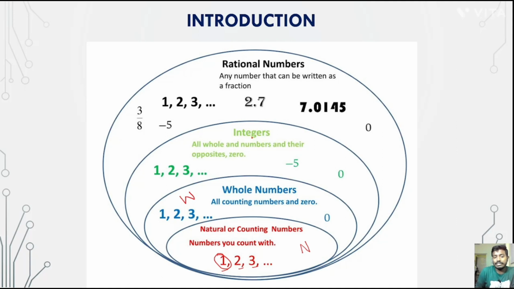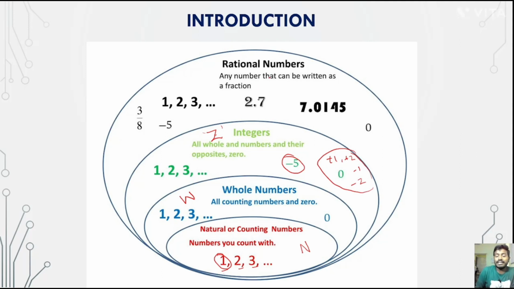Now integers: all the whole numbers with negative numbers. All the whole numbers together with negative numbers are known as integers, and it is denoted by Z. That means all whole numbers and their opposites, that is plus 1, plus 2, minus 1, minus 2, and 0, are known as integers. Clear?